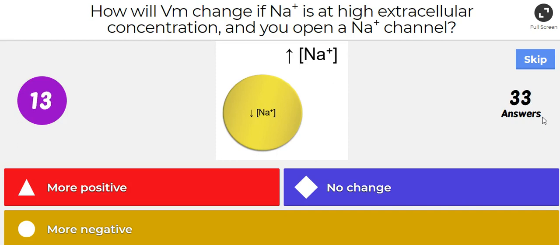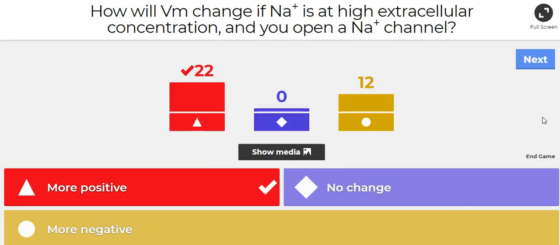A little bit of a split. Okay, so this is the one to get your brain working. There'll be some other ones that you can build off that. So we've got a cell. We have sodium ions at high concentration outside and low concentration inside.